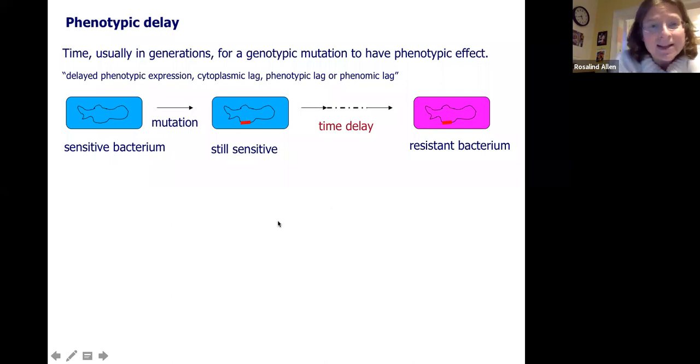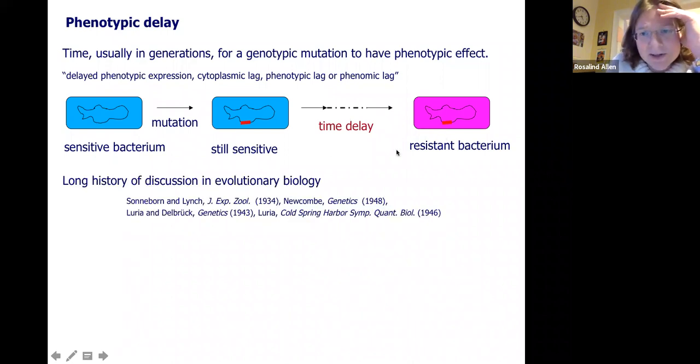So what is phenotypic delay? Well, it's basically the time that it takes for a genotypic mutation to show its effects phenotypically. So here we have an illustration. Here's a bacterium. It's got some DNA in it, and it's sensitive to an antibiotic. And a genetic mutation happens, so its DNA changes, but it's still sensitive because there's a time delay for it to realize the effects of this genetic mutation and do whatever it needs to do to become resistant. So we're talking about this time delay between the genetic mutation and the bacterium becoming phenotypically resistant.